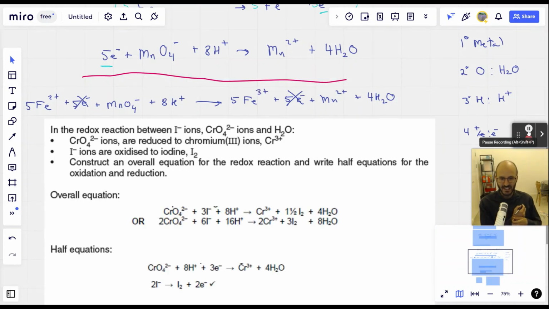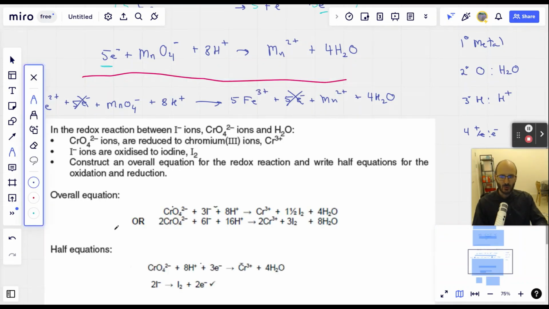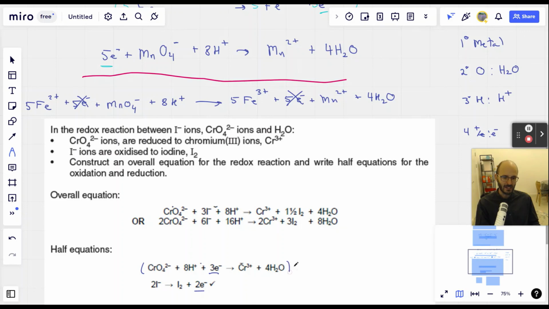This is the answer. This question is more difficult than the one I showed you, because in the half equations, here you have 3 electrons and here you have 2. So to get the same number of electrons in both, you have to multiply this one by 2 and this one by 3.